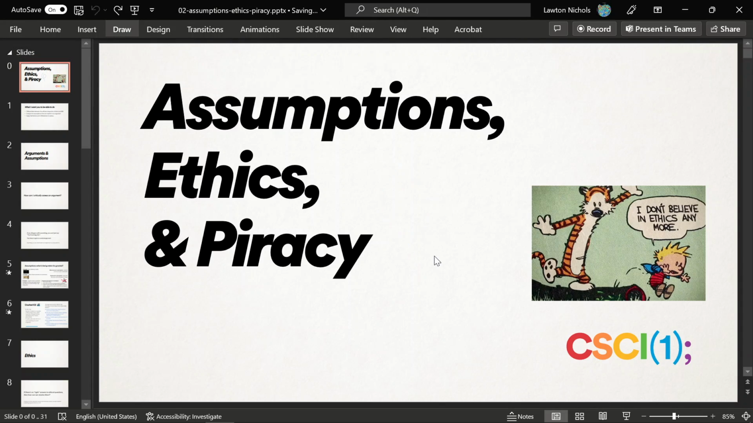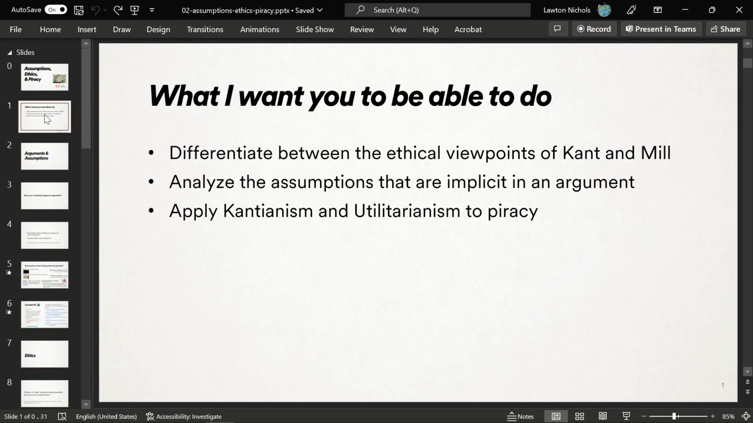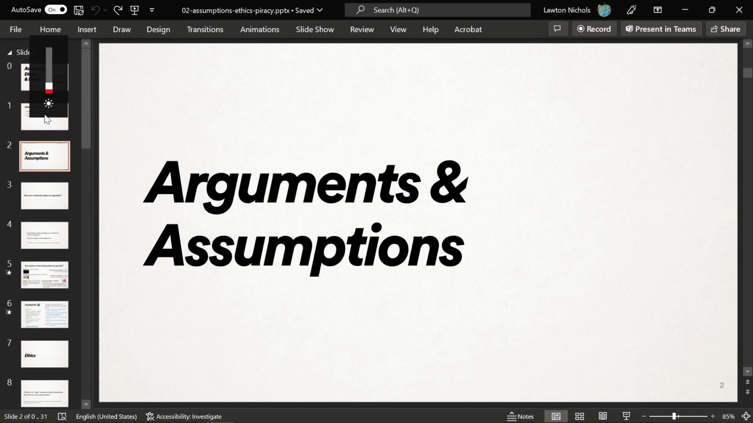Oh yeah. So today is about assumptions, ethics, and piracy. We're going to apply it to a fun little computer science-y topic towards the end of the lecture. But we've got to get a few things out of the way first. So let me adjust my own brightness.